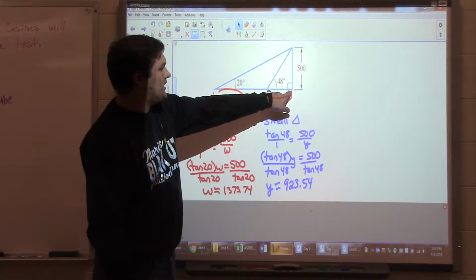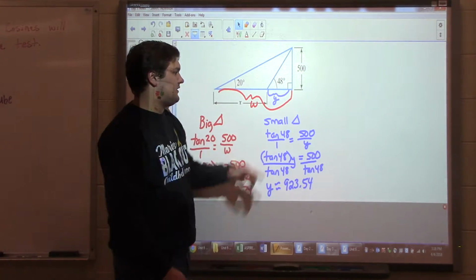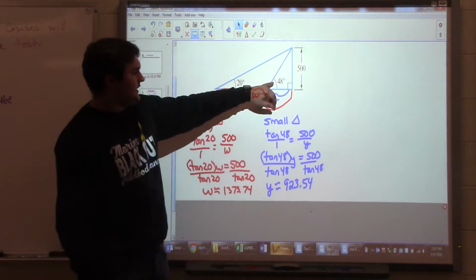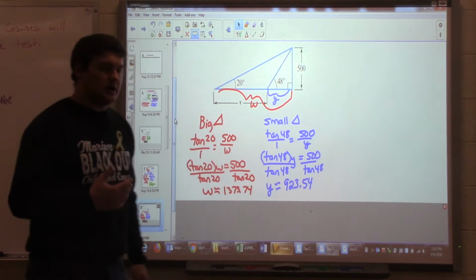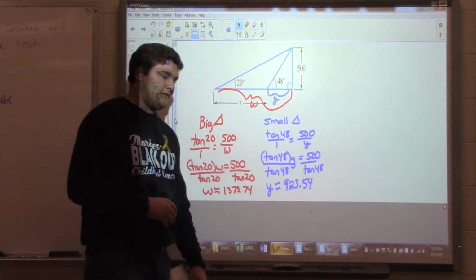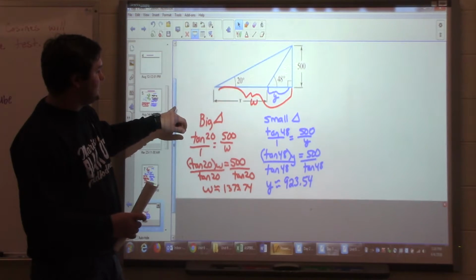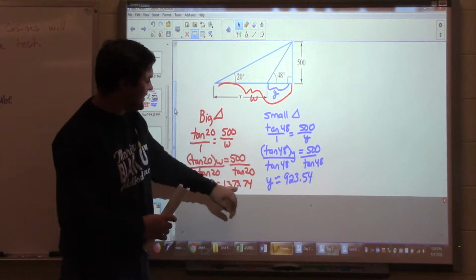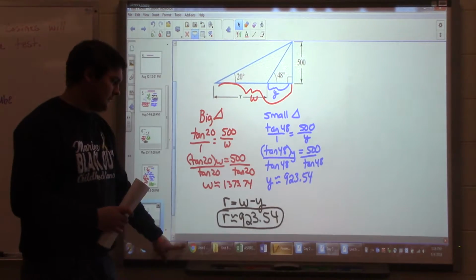Same thing for the little triangle. Find that little piece there. Still using tangent, 500 and Y. So tangent of 48 equals 500 over Y. Cross multiply and solve it. Shoot, Y is approximately 923.54. Lastly, to find X, take your W value, subtract off Y.